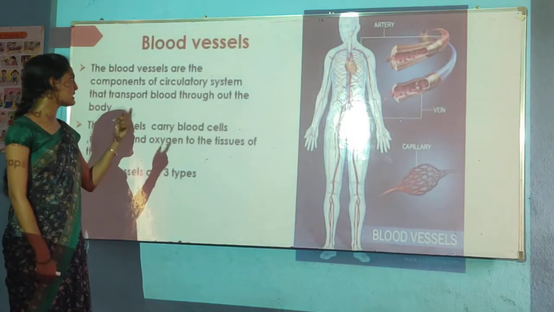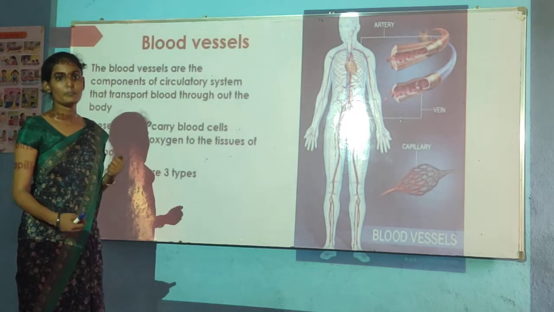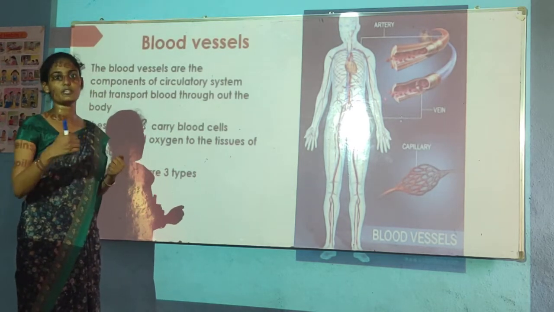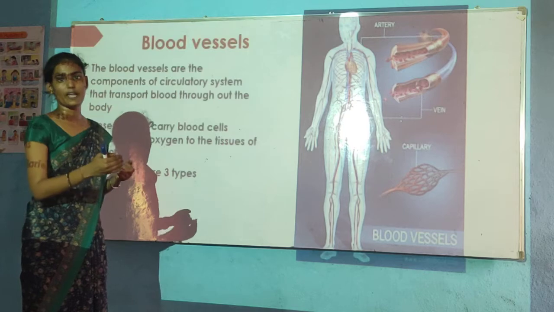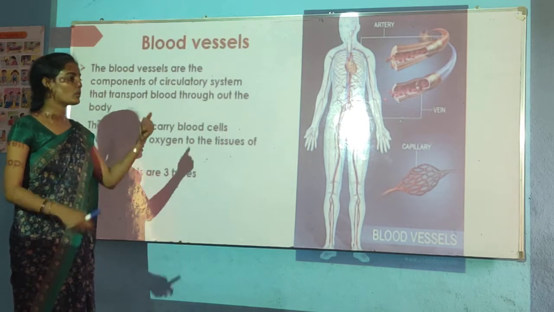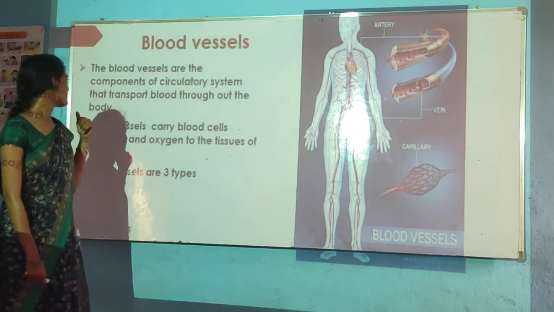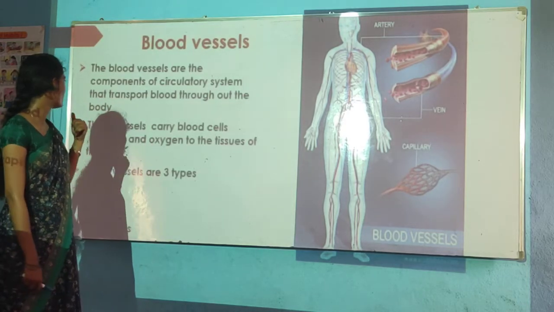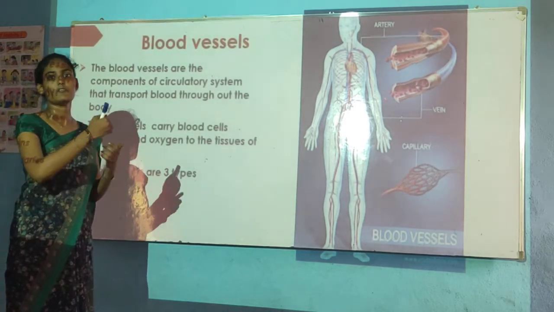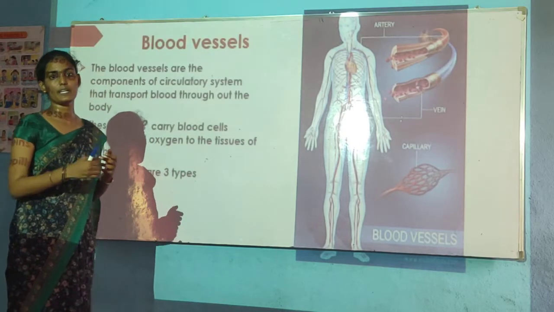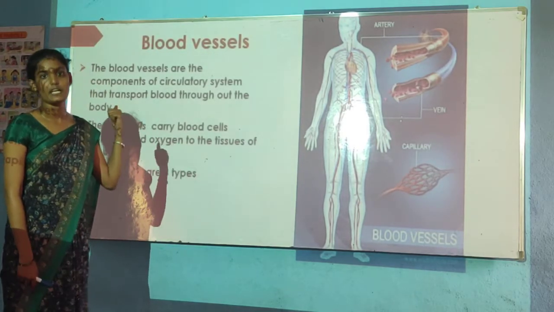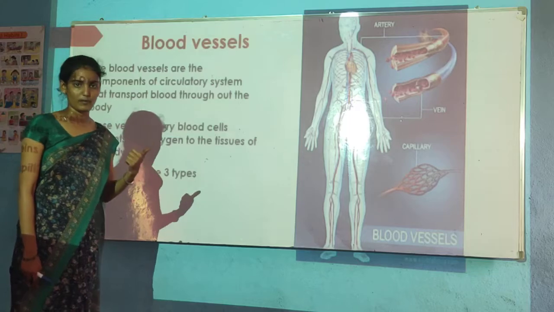Next are the blood vessels. Blood is the transporting medium, so through which way is the blood taken? Those are the blood vessels. Blood vessels are the components of the circulatory system that transport blood throughout the body. The blood flows inside the blood vessels, which are present everywhere in our body.